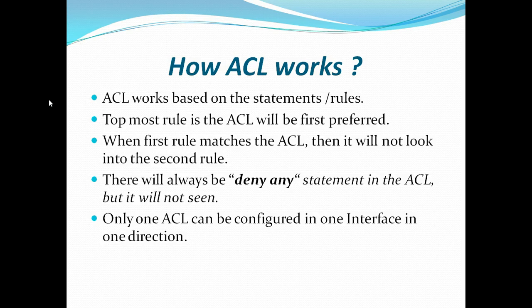Only one ACL per direction can be configured per interface. For example, on interface FastEthernet 0/0 you can configure ACL 100 as inbound and ACL 200 or something else as outbound. Only one ACL can be configured in the inbound direction and one ACL in the outbound direction. That is how ACLs can be configured on the interface.